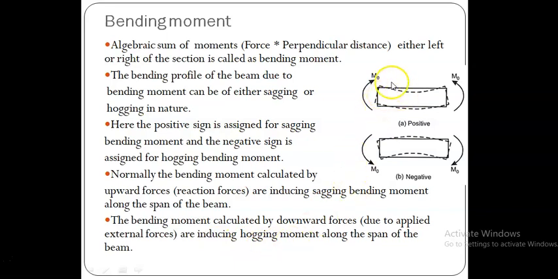So, in order to calculate the bending moment at this section, first the moment produced due to the reaction force is called sagging, and the moment produced due to the applied downward forces is called hogging moment. A combination of these two gives the net bending moment at this section. Like that, we find the bending moment at every section of the beam. So this is the sign convention that we follow in the calculation of the bending moment.